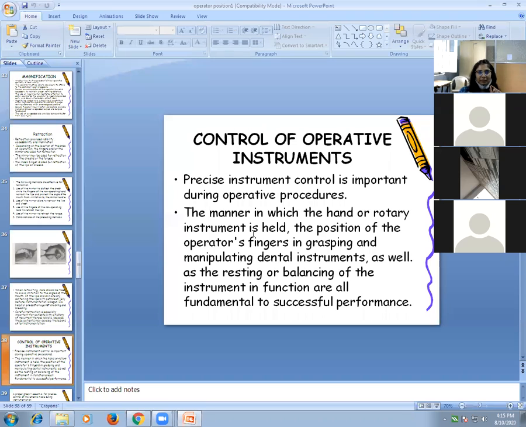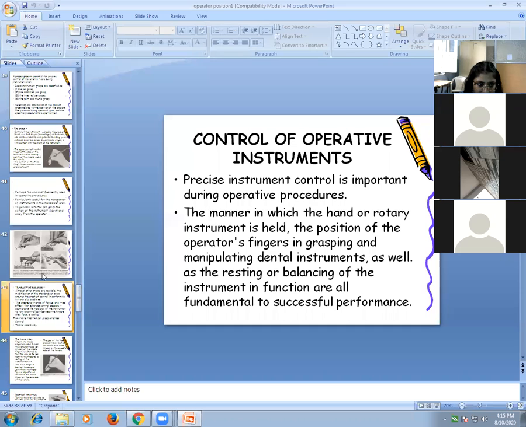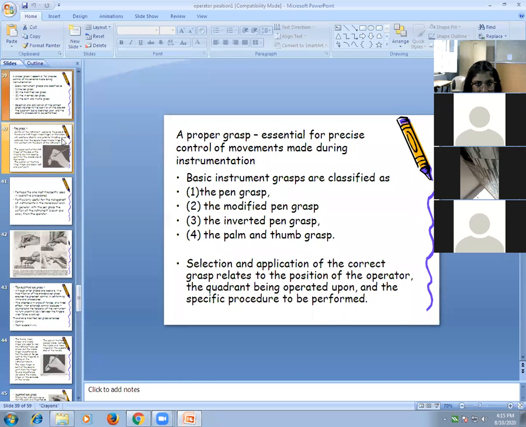So please remember all these points. Give proper support to your fingers while operating. Give proper rest to your fingers for successful dental treatment and for successful life also, I can say. Now, the proper grasps are the pen grasp, the modified pen grasp, the inverted pen grasp, the palm and thumb grasp. Selection and application of the correct grasp relates to the position of the operator, the quadrant being operated, and the specific procedure to be performed.